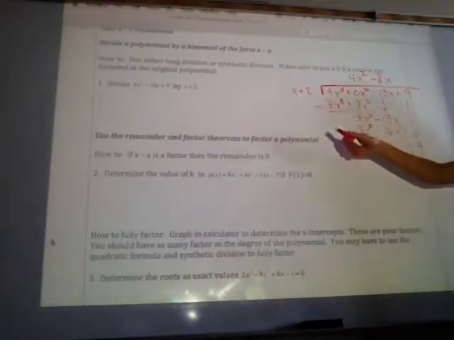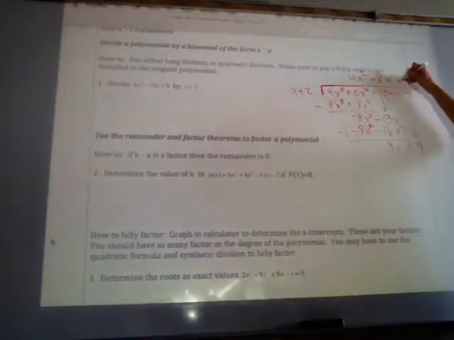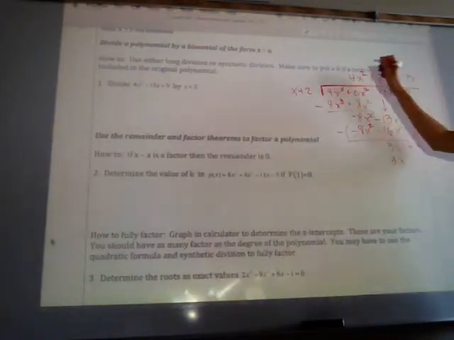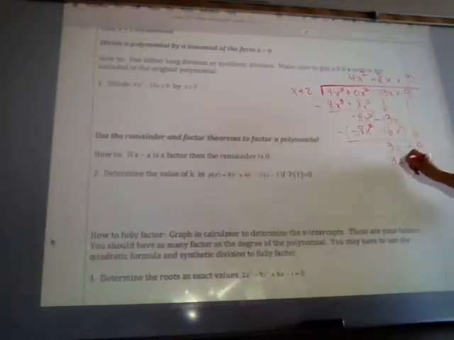What do I multiply by x to get 3x? Positive 3. 3 times x is 3x, and 3 times 2 is 6. I'm going to subtract, 3x's cancel out, 9 minus 6 is 3.